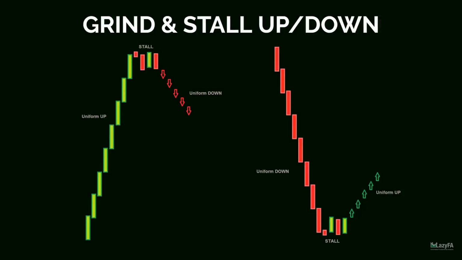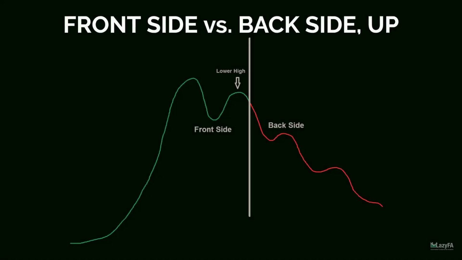And then the grind and stall up or down is a bit less predictable, and I don't see as many of these. So those are the three types of parabolic moves. Now let's talk about the front side versus the back side I mentioned, and this is actually really important regardless of whether you're looking at a parabolic trade or not.